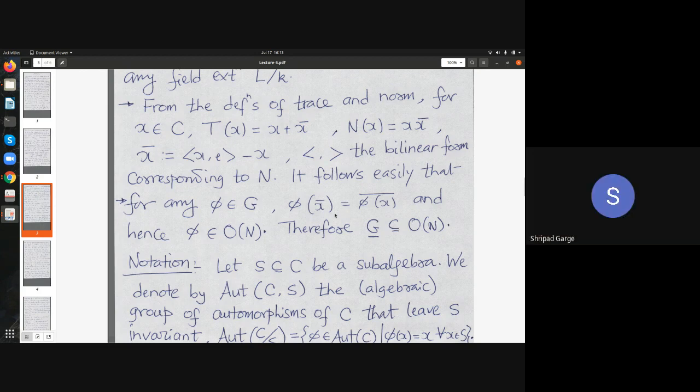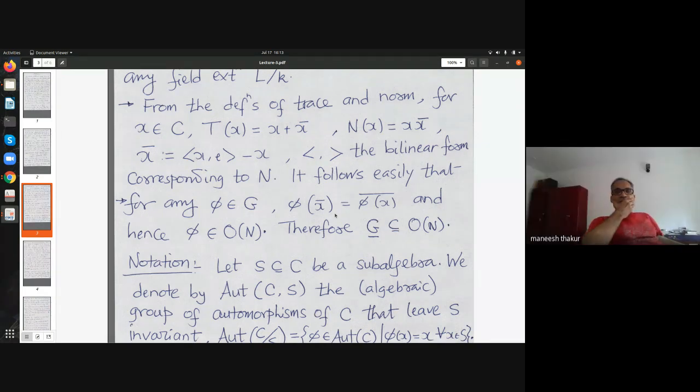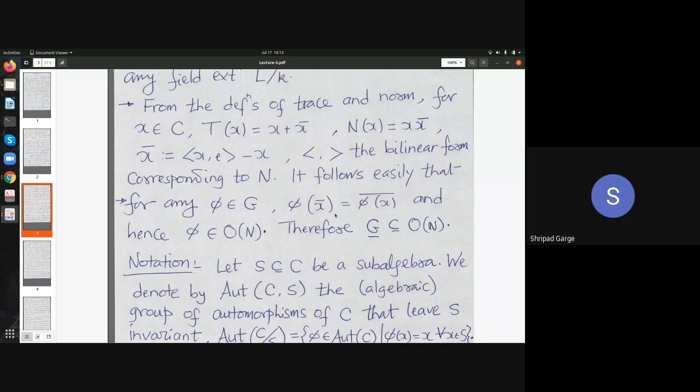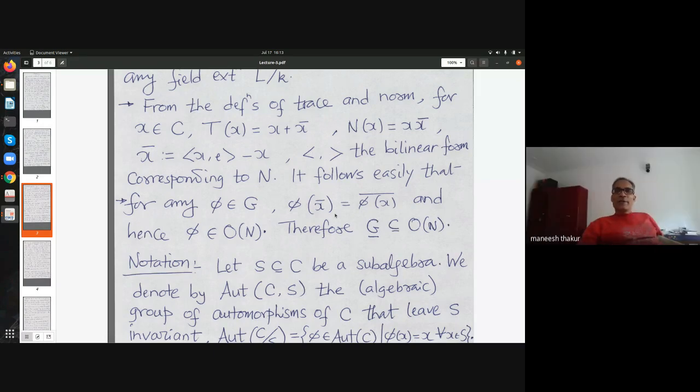Sorry, why does it take trace 0 to trace 0? Does it preserve the inner product, the norm form? You are right. So we assume that it preserves the norm form? No, you are right. I wanted to say that it preserves the norm form, and for that I was giving an argument. But anyway, you are right. So phi fixes the identity element.